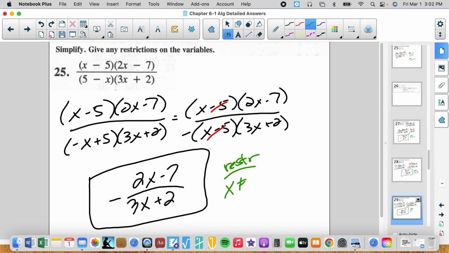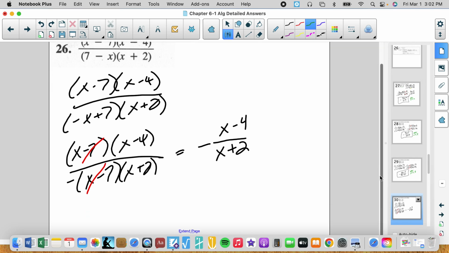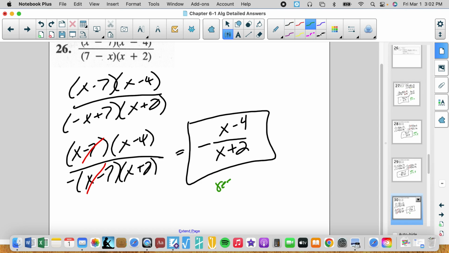X cannot equal 5, and it cannot equal negative 2/3. Restriction. Oh, I didn't even box that. Boxing. Restriction. X cannot equal 7 and negative 2.